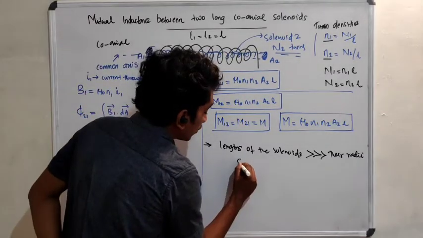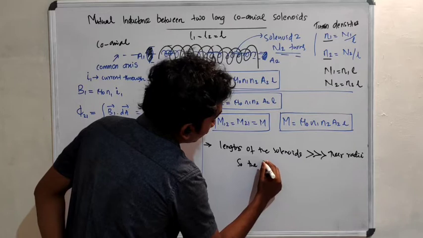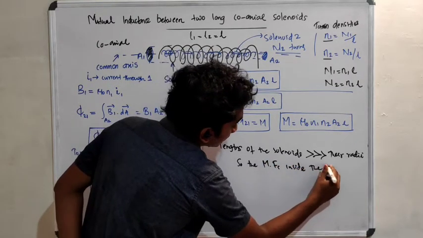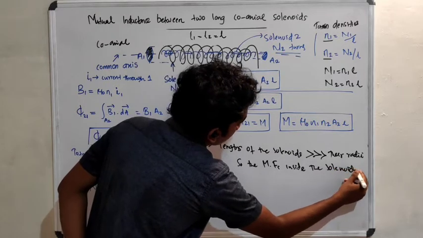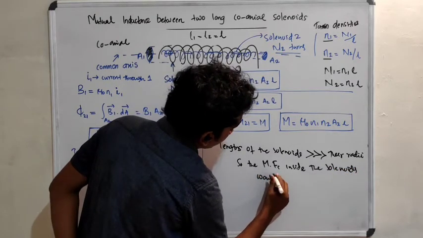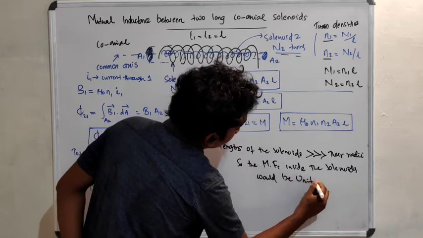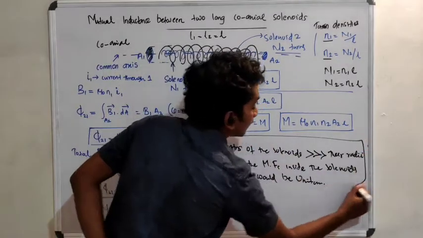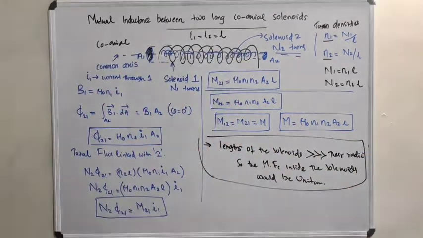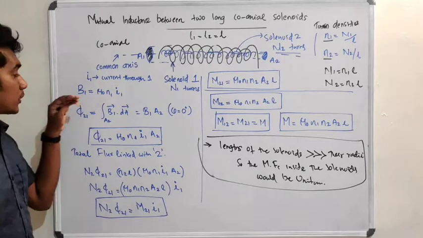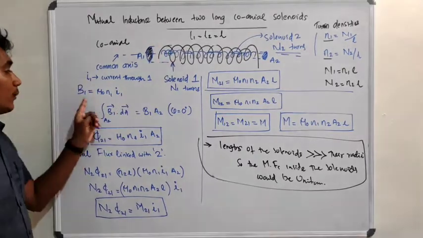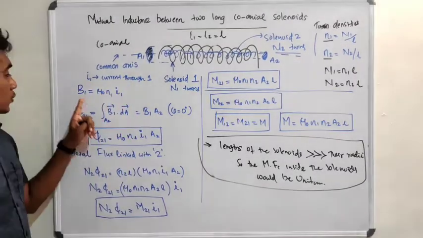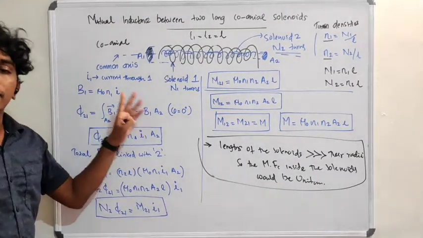The magnetic fields inside the solenoids would be uniform. This one you have to keep in your mind. This is a point you have to note down. Then look at this, B1 is the magnetic field associated with solenoid 1 when there is a current I1 passing through it. So B1 is equal to mu 0 n1 into I1.